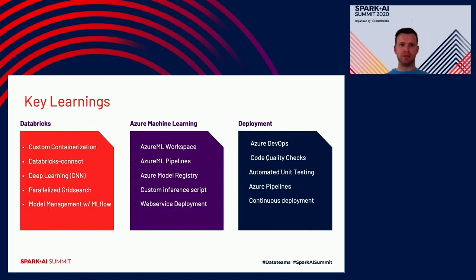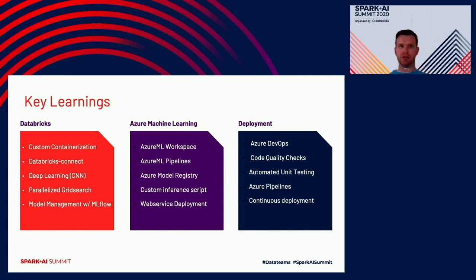So in terms of key learnings, it's broken up into three different categories. Starting off on the left-hand side with Databricks, we'll walk through setting up a custom Docker image for initializing your Spark cluster. Secondly, we'll demonstrate how to set up Databricks Connect for executing your Spark jobs from a local VM on the Databricks cluster. We'll then walk through setting up your deep learning models, how you can use Spark for parallelized grid search as an example, and then use MLflow to log those metrics and parameters.